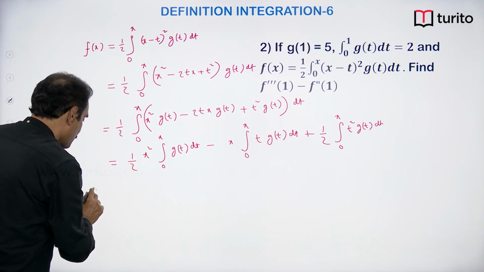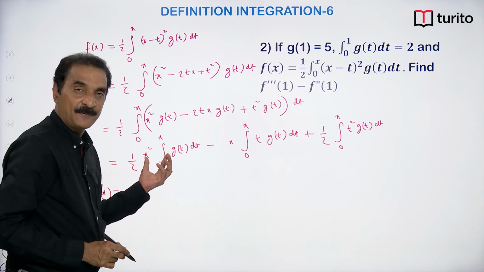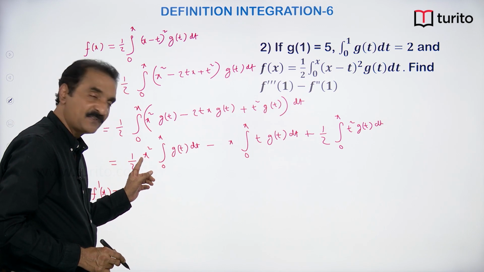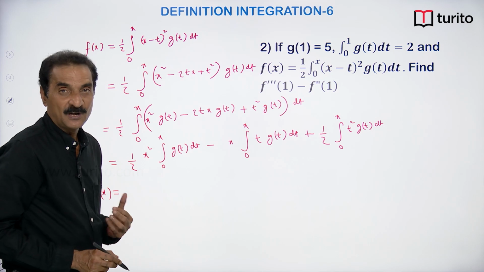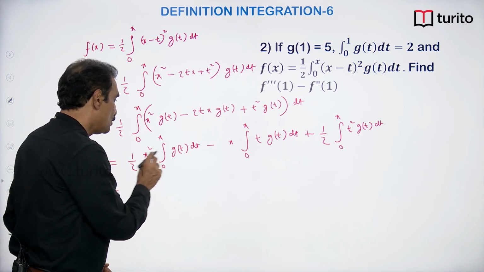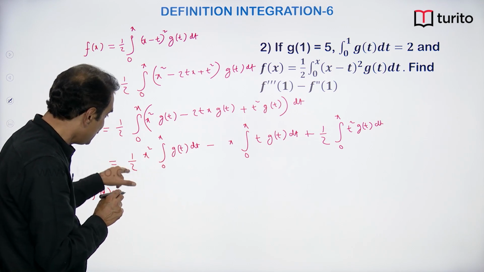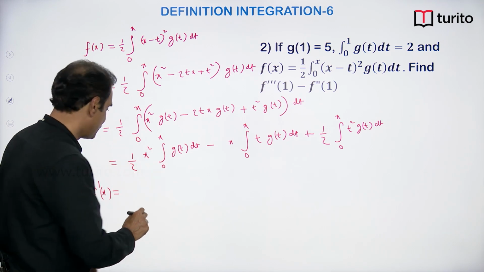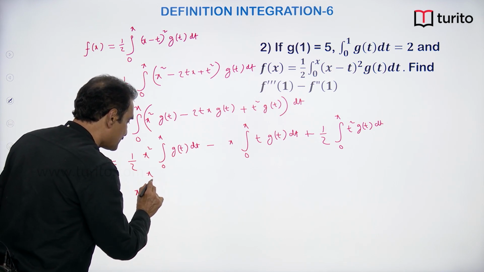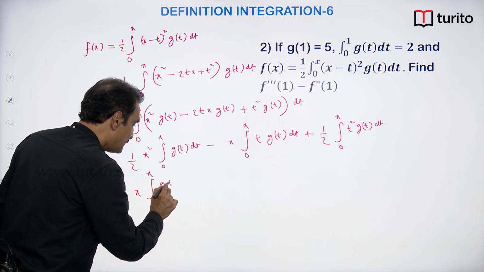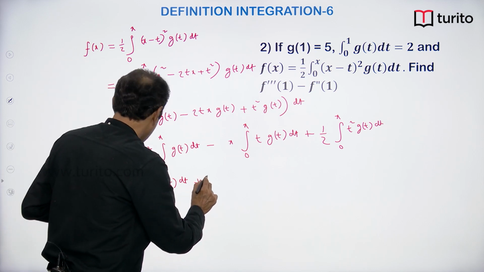F dash x is equal to, how will you differentiate this? It is x square is one function, this definite integral is another function of x. So using product rule, you differentiate uv formula, u dash v plus uv dash. U dash means what? Derivative of x square by 2 is x, into v, integral 0 to x g of t dt plus uv dash.